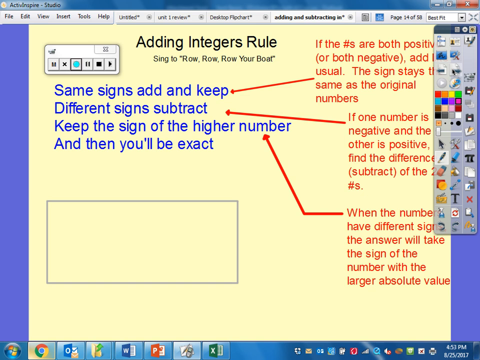So, the same sign you add and keep. So 2 negatives, you would add the 2 numbers together and keep the negative in your answer. If they have different signs, you subtract. Now in the third line, you've got to be careful. It technically should be keep the sign of the higher absolute value. But that didn't go well with the song. So when we say higher number, we're really meaning the larger absolute value. And then you'll be exact.